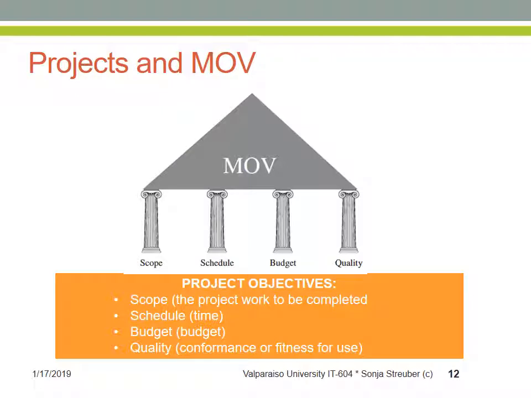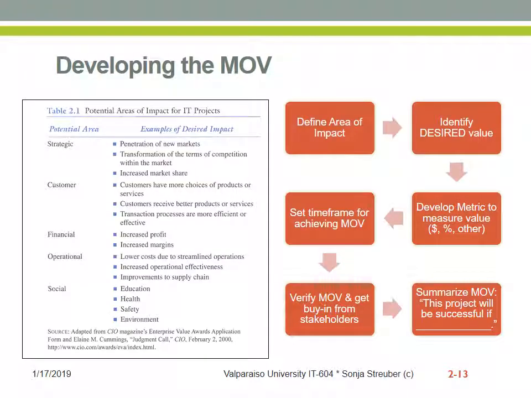As our textbook shows, the 4 drivers of measurable organizational value are scope, that is the project work that has to be completed, schedule, budget, and of course quality, which is the conformance to what you initially set out to build or the fitness for use. Typically, there are 5 areas of potential impact for IT projects.